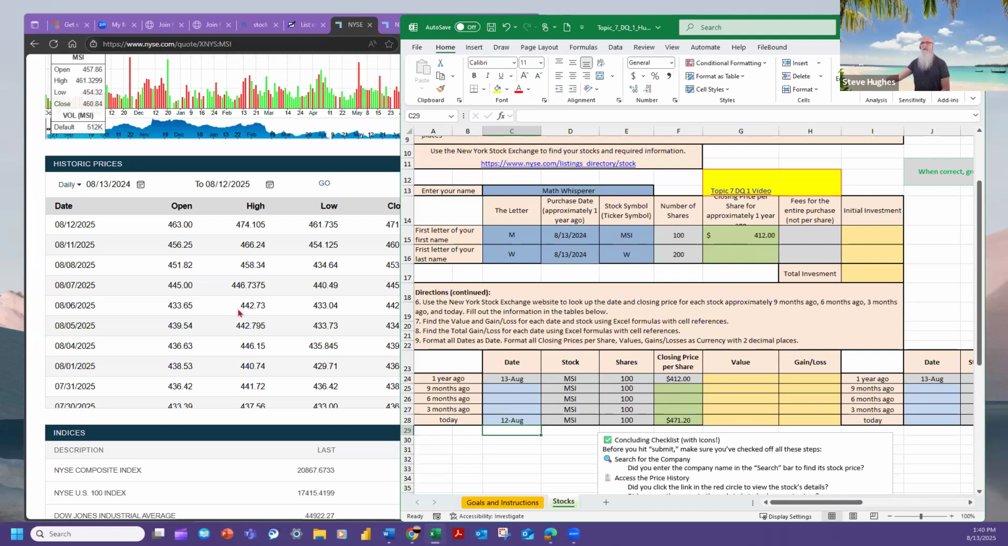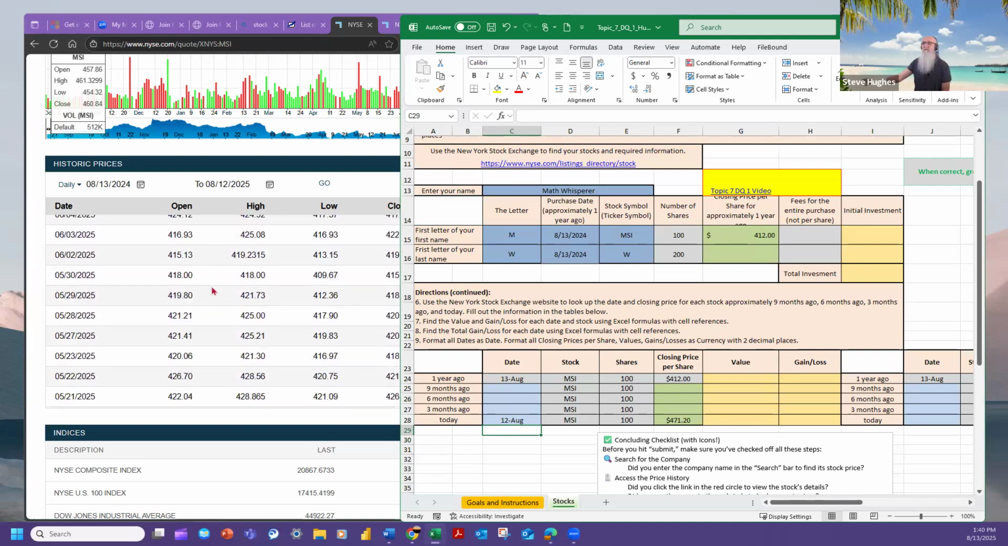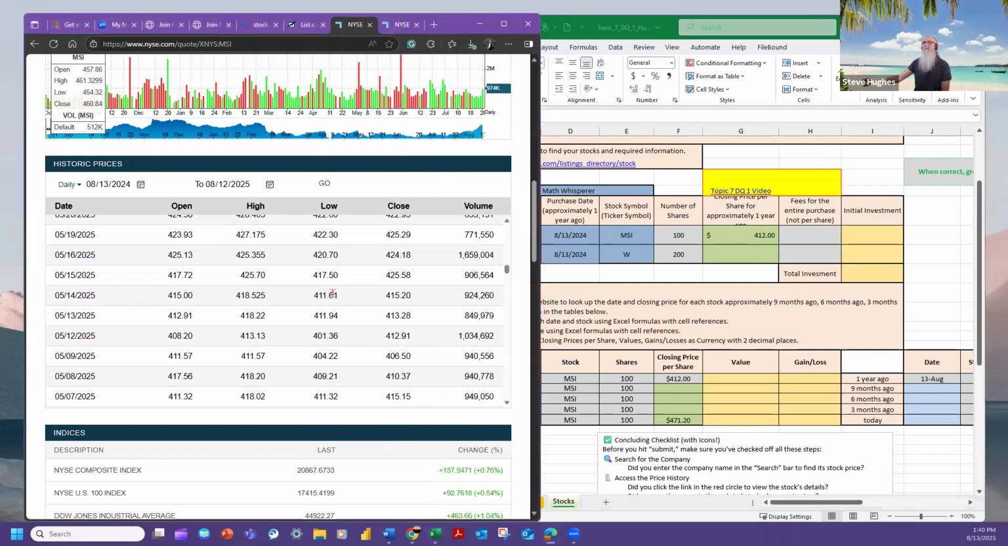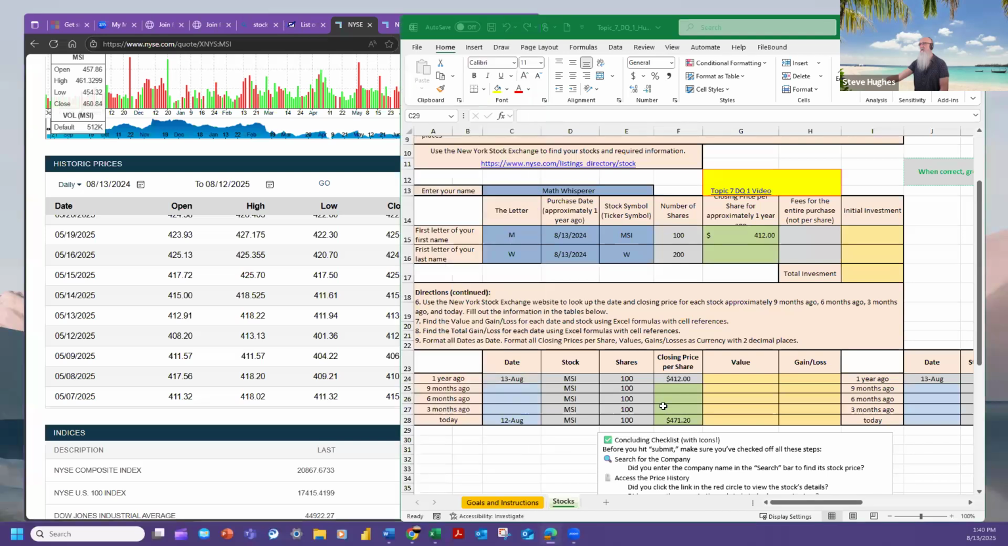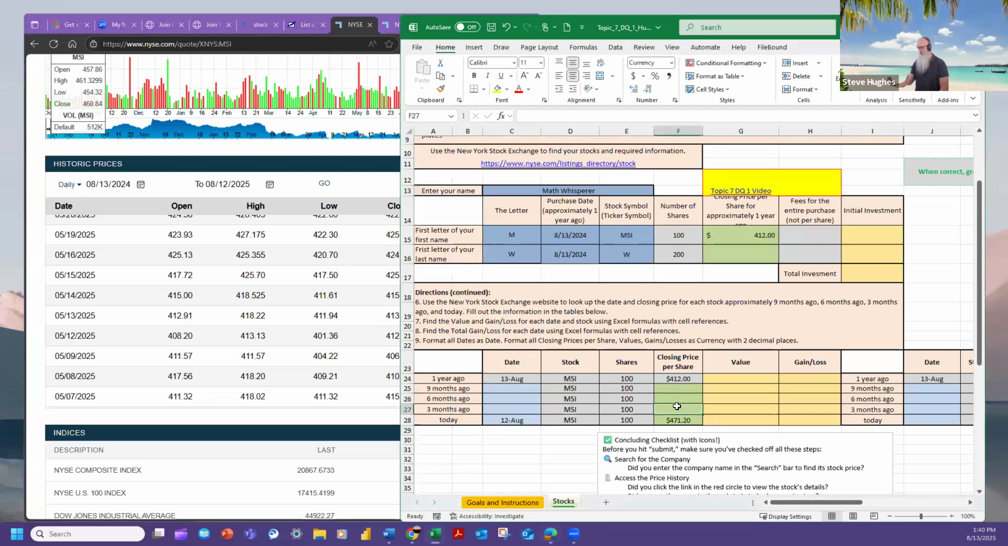Now, the next one I need is for 3 months ago. That would be the 5th, right? So I'm going back to the 5th and get as close as I can, just as close as you can. I got a 5/13. There we go. Wrong price. Try that again. There we go.